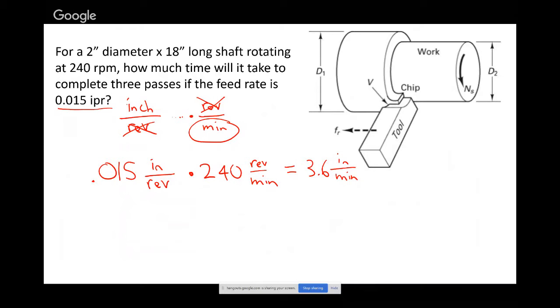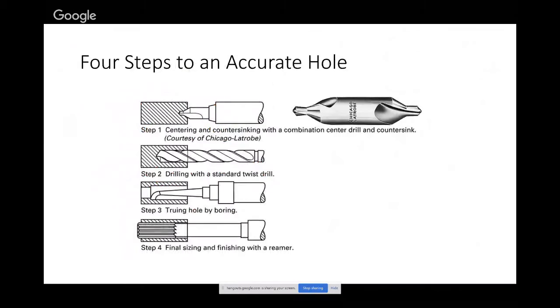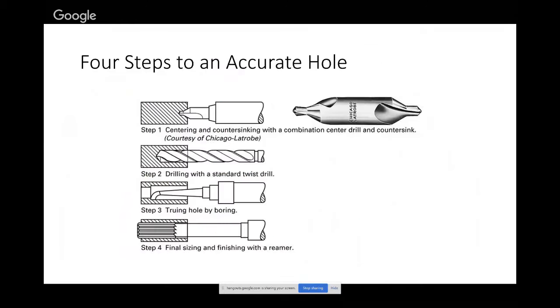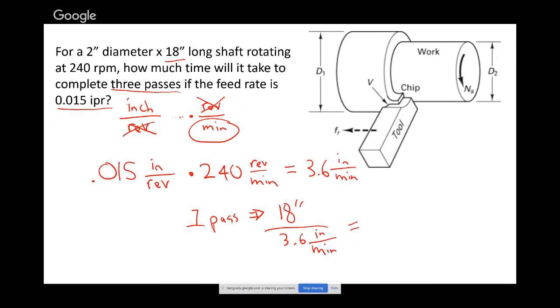However, I need to come up with a time rather than a rate. So let's see here. 3 passes, okay, 18 inches long. Okay, so for 1 pass, it's going to be 18 inches divided by 3.6 inches per minute. What I'm trying to do is end up with a time in just minutes. Right. 18 divided by 3.6 is going to be 5 minutes per pass. So 3 passes, then it's going to be 15 minutes. Okay. For 3 passes, that's the way that process works.